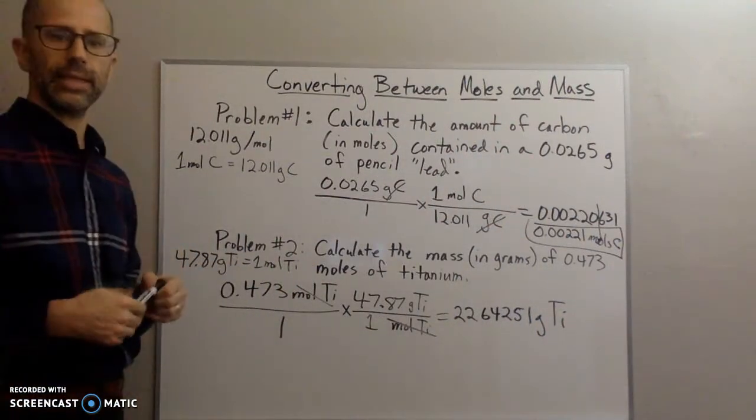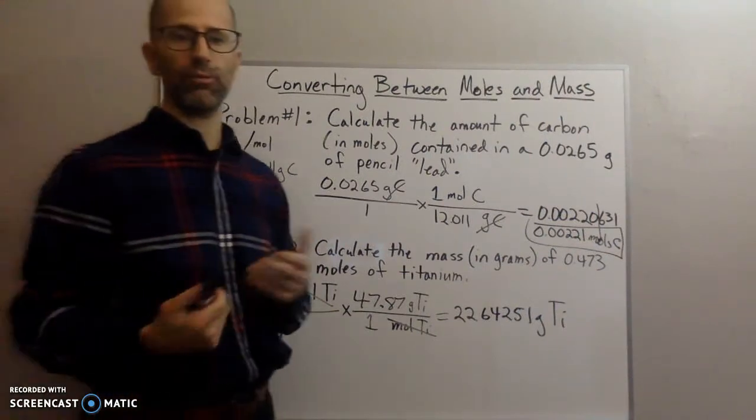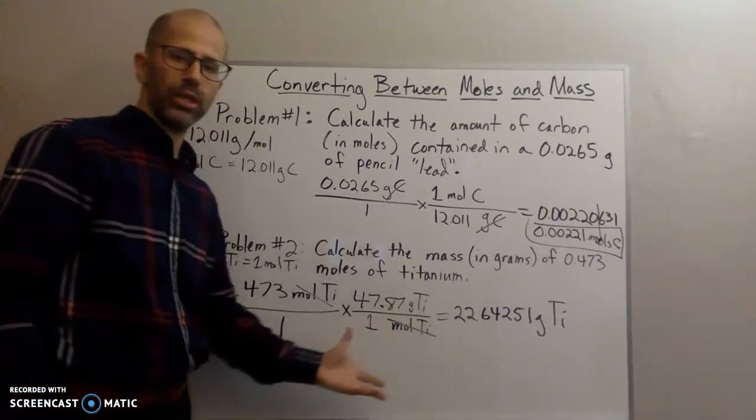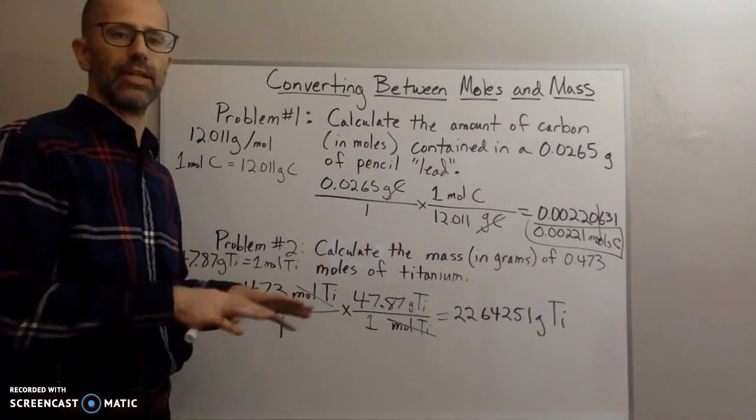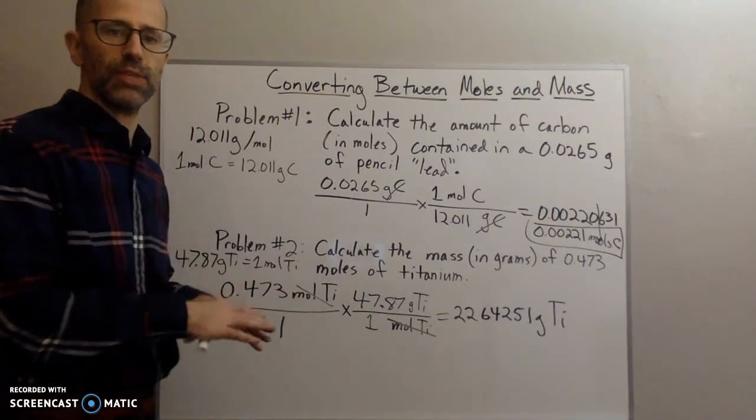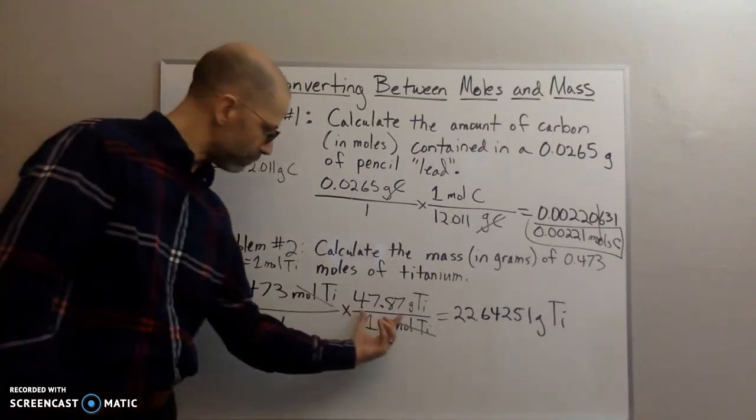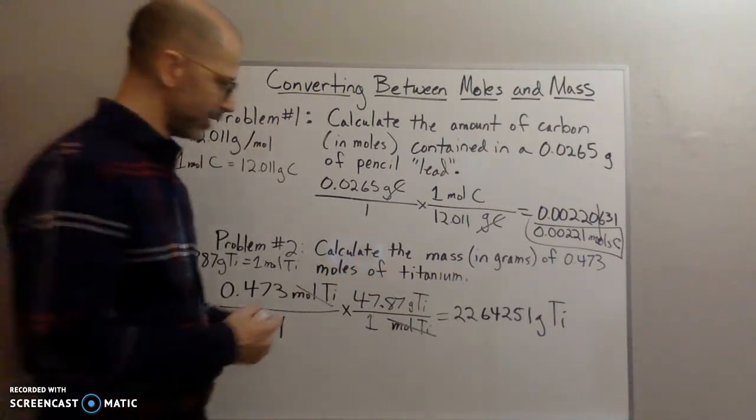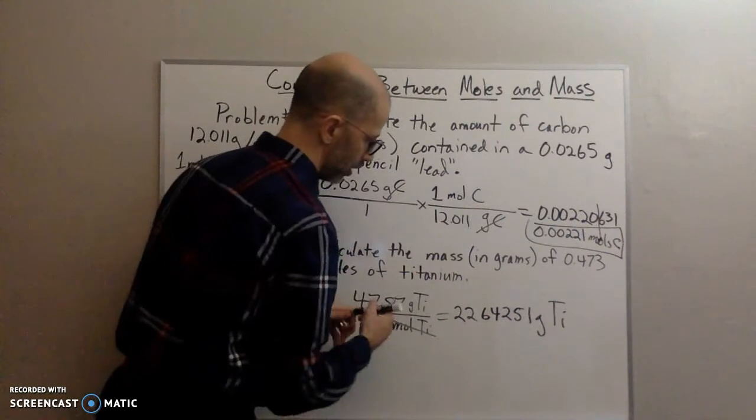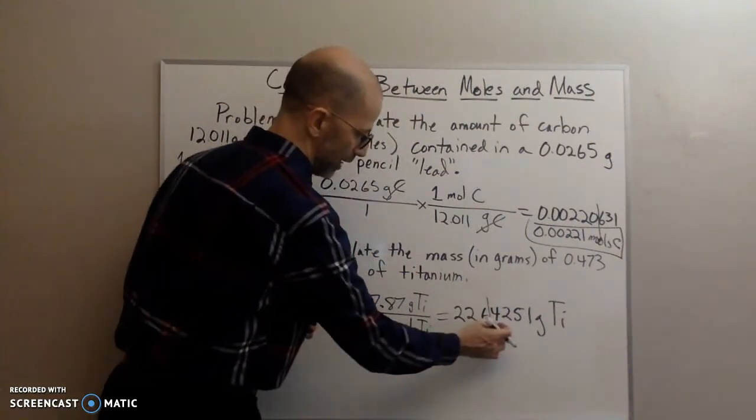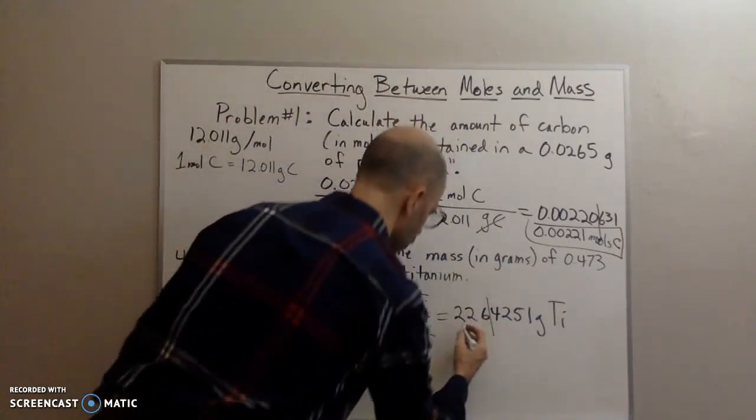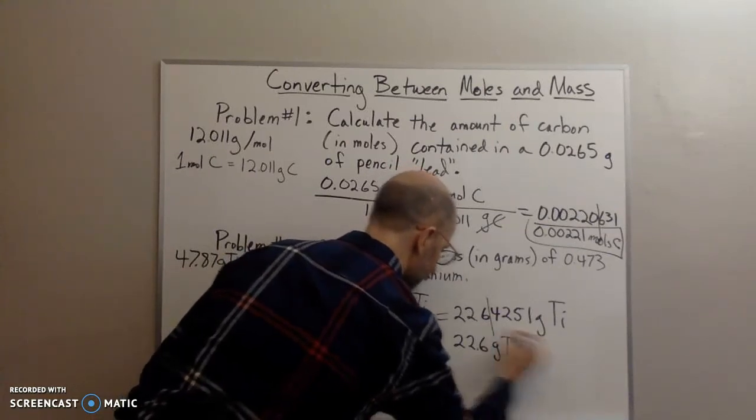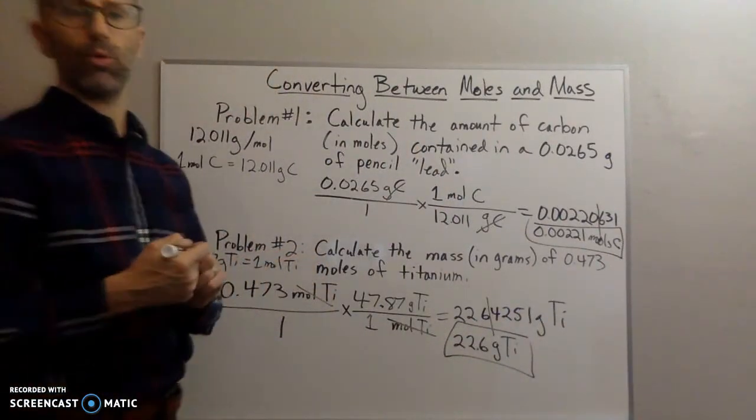Once again, I can't keep all of those digits. I need to figure out how many I can keep. The rule is that when you're multiplying and dividing, the answer should have the same number of sig figs as the least number. I have 4 sig figs here and 3 here. 3 is less, so I should have 3. 1, 2, 3. I'm cutting it off there, and that's a 4, so I don't need to round up. So my final answer is 22.6 grams of titanium, and that's what I would report.